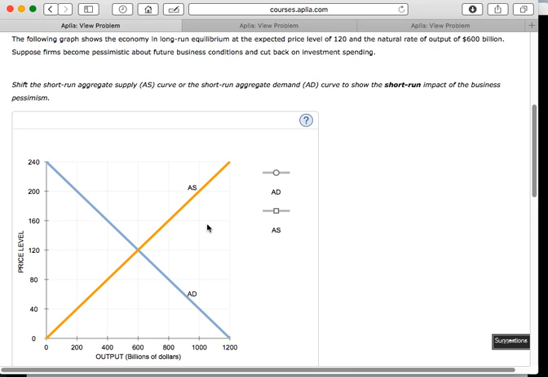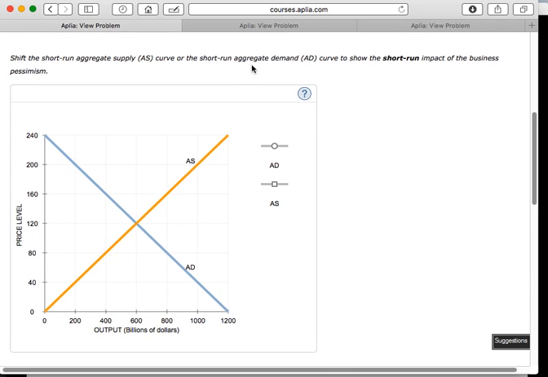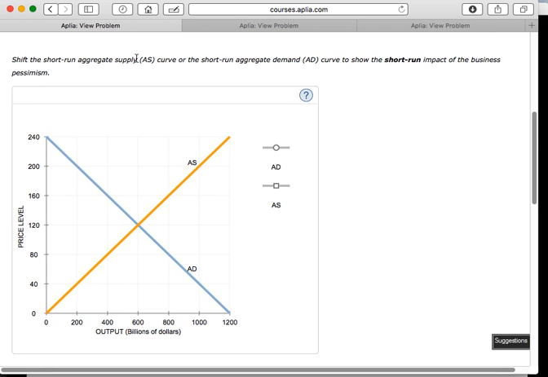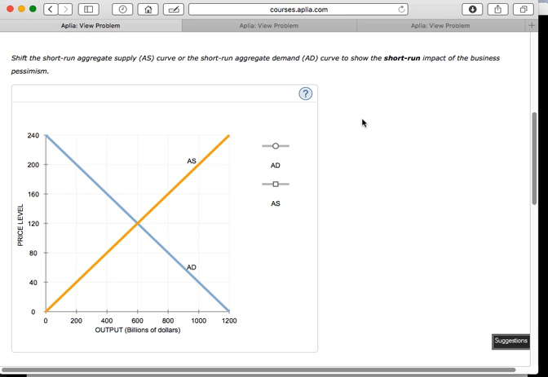So what we have to do is shift the short-run aggregate supply curve or the short-run aggregate demand curve to show the short-run impact of the business pessimism. And it's not going to affect the aggregate supply. Certainly in the short run, lower investment could potentially reduce output in the long run. But in the short run, what we're talking about is the initial decrease in investment. Investment, by definition, is spending now for future production. And so it can't shift the short-run aggregate supply curve, but it does shift the short-run aggregate demand curve.